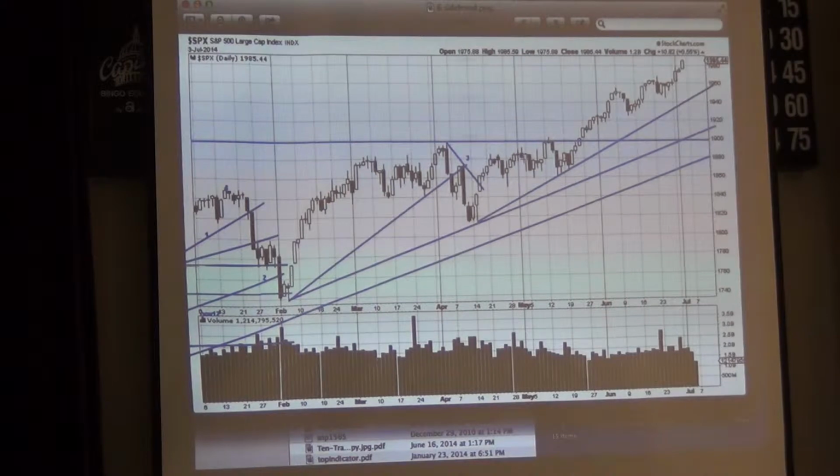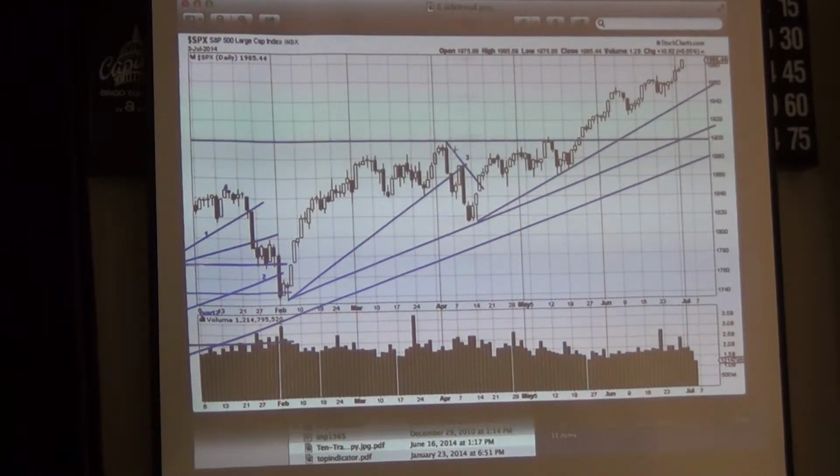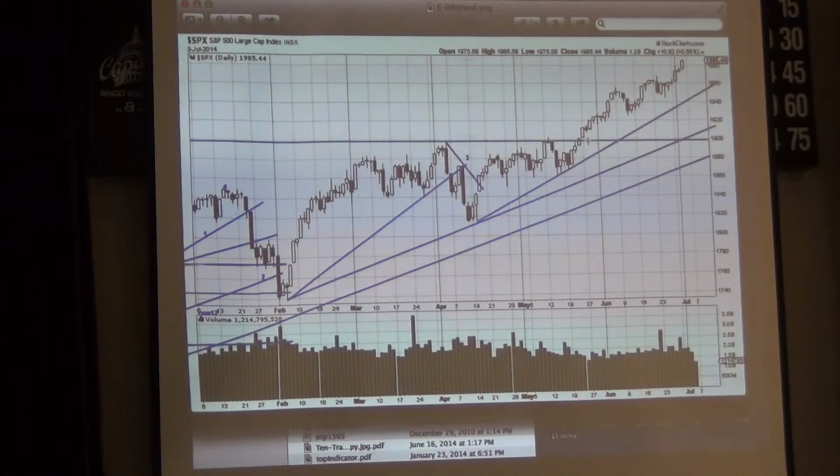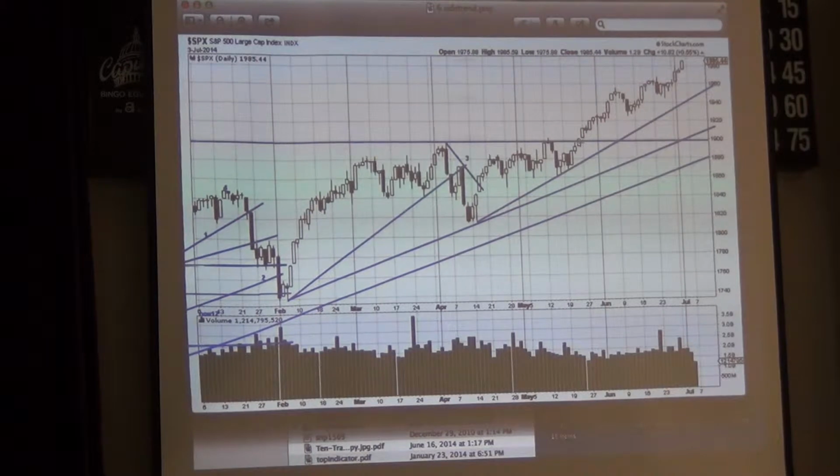You could time that by seeing when this upper resistance line is broken. When it's broken right there, then you don't want to be short any more straddles. Okay, you want to be going long.